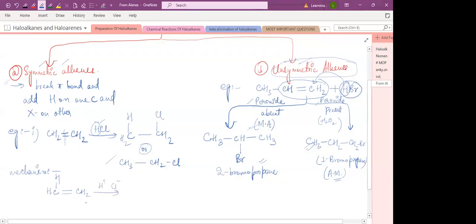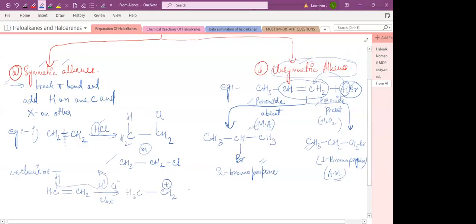Because chlorine is more electronegative, right? And this step is very slow. This is a slow reaction, right? So this hydrogen will be abstracted from here, and this will give you a carbocation, right? Here you will see the plus charge over here, right?